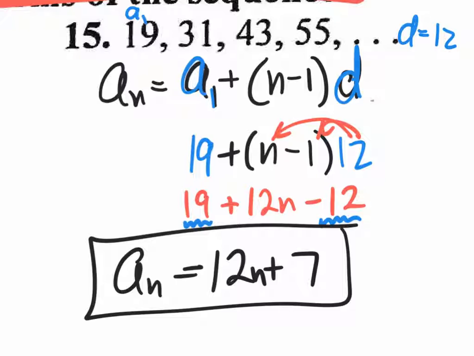If you wanted to double check that, you could plug in the number 1 right here. 12 times 1 is 12, plus 7, that's 19. So that verifies that if you plug in the number 1, you get your first term, 19. Or if you were to plug in the number 4, for example, 12 times 4 is 48, and 48 plus 7 is 55. And that's how you get that fourth term, 55.